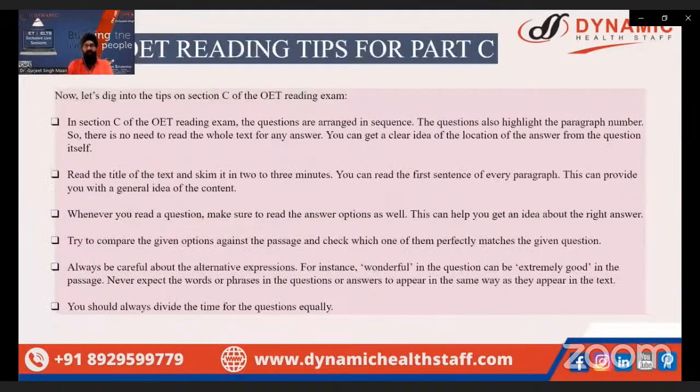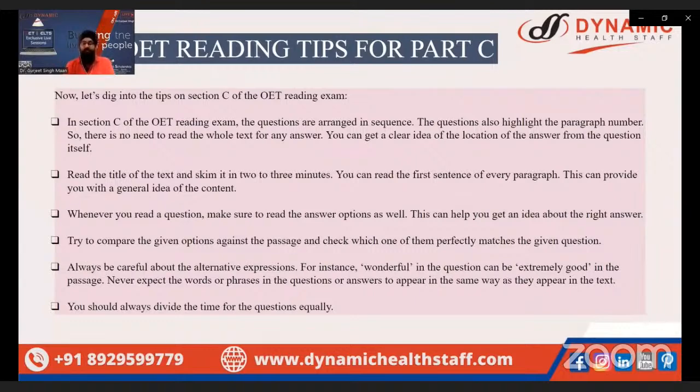Coming to part C, now let's understand about part C. It will be a long text, I know, but one positive thing is that the questions will be arranged in sequence. The way the questions are arranged in the question booklet, the same will be arranged in the text booklet. So in section C of the reading exam, the questions are arranged in sequence, remember.